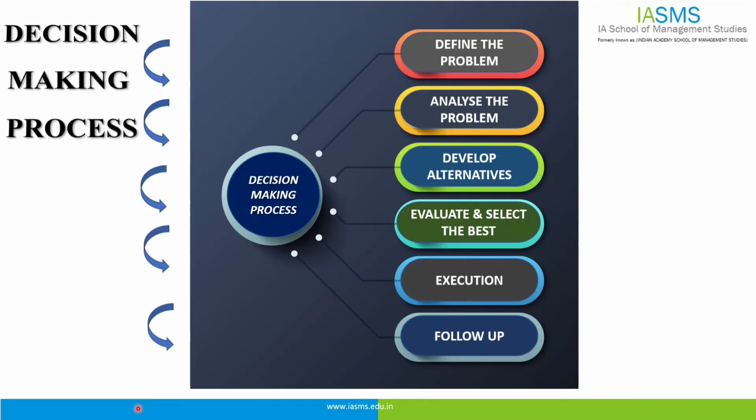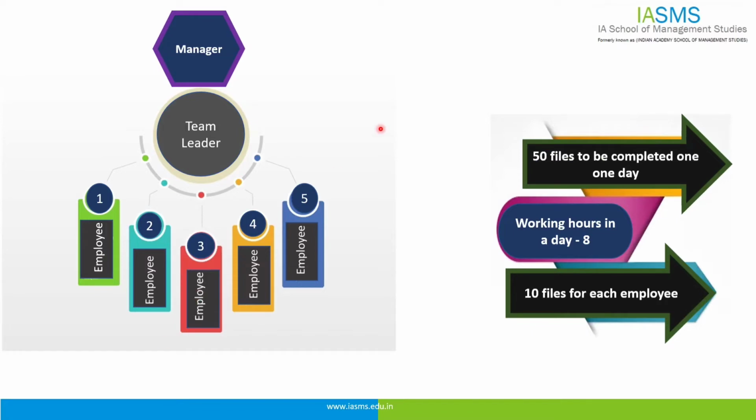Let us understand the process of decision making. There are 6 steps in the process. We will understand each step with an example. This is an assumed example. In an organization, you can see a manager. Under him is a team leader. Under the team leader, there are 5 employees. You can also see statements here: 50 files to be completed in one day. Working hours in a day is 8. 10 files for each employee.